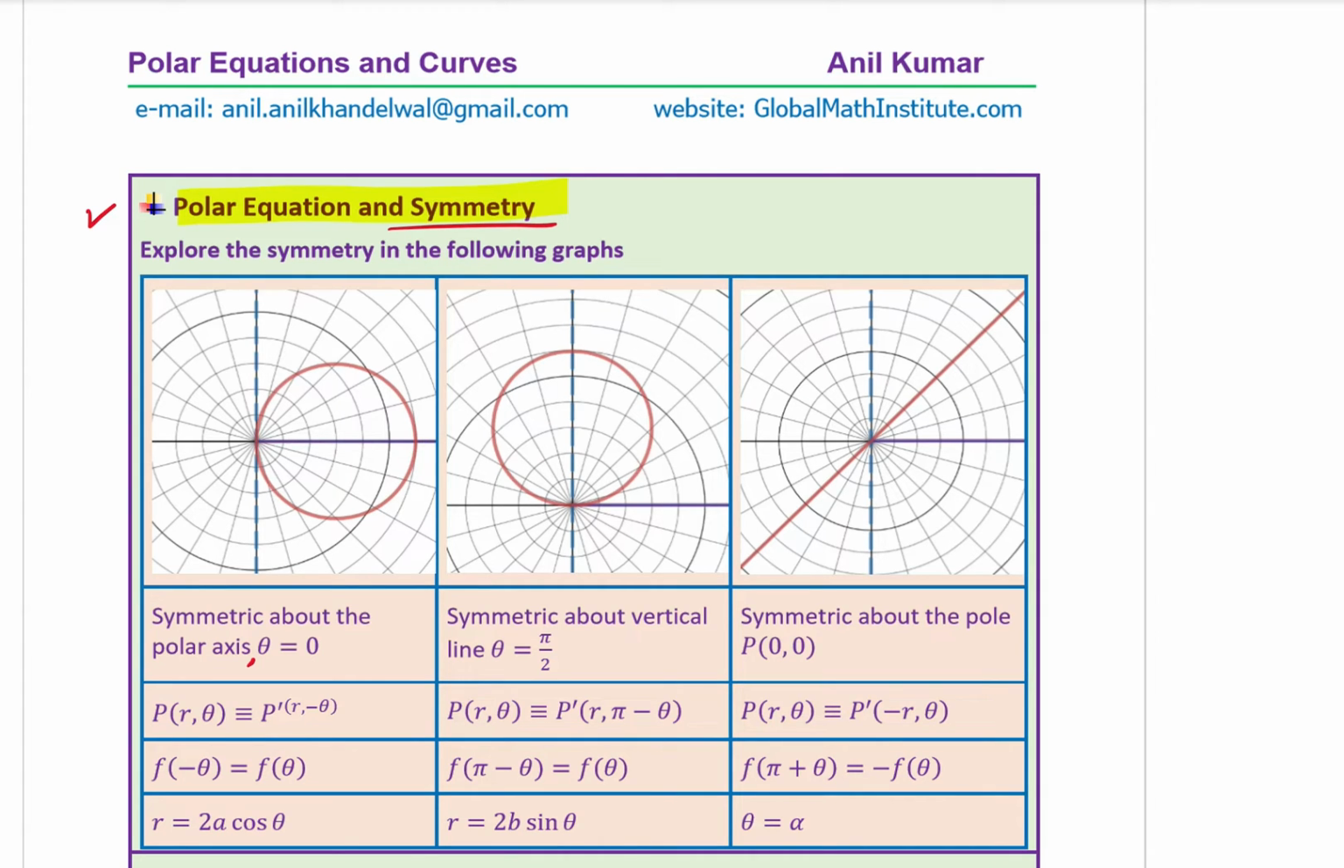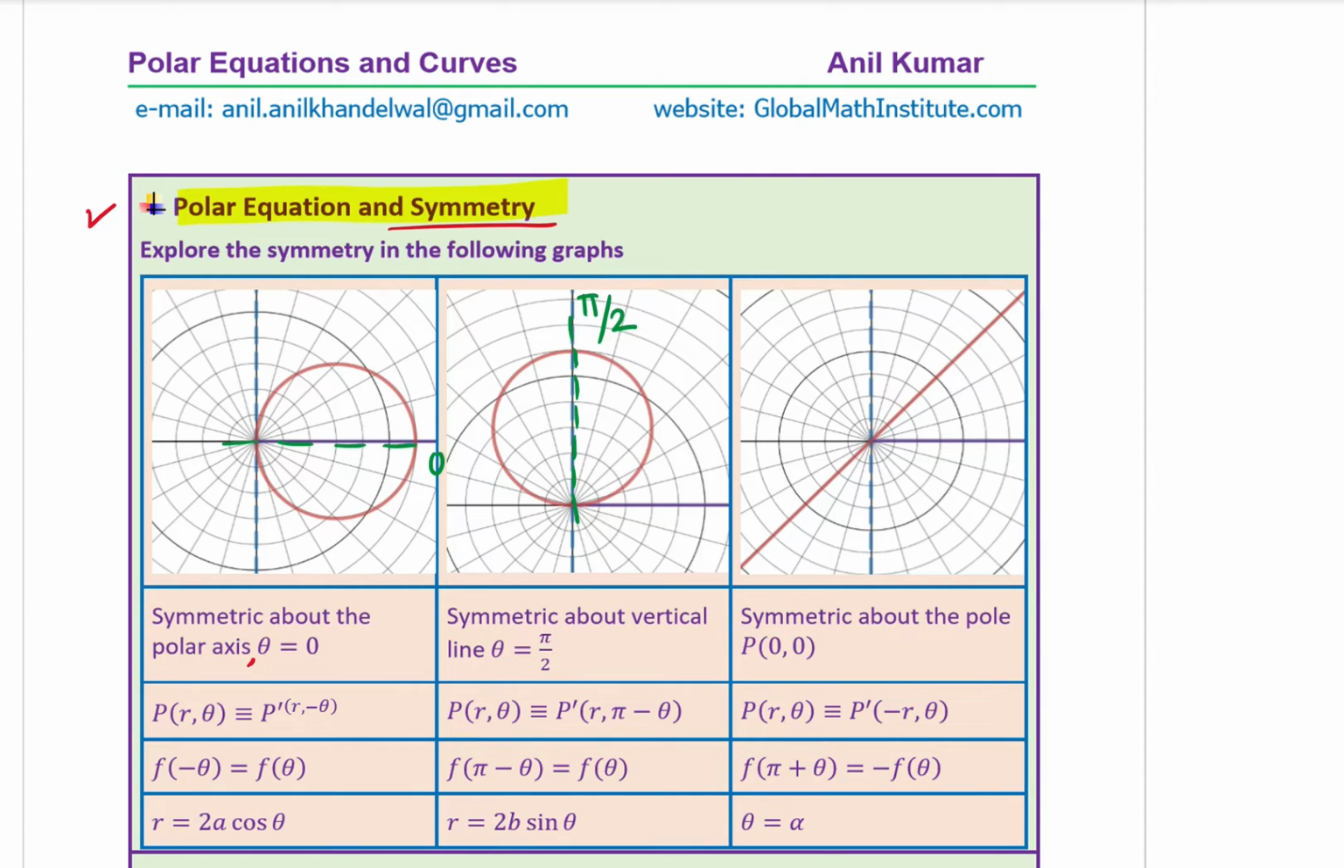So let me draw the line of symmetry in a different color. In the second graph, we see that theta equals pi by 2 is the symmetry, right? So in this case, it is 0, and in this case, it is pi by 2, where you see the symmetry, correct? So we have symmetry about the vertical line, theta equals pi by 2, in the second case.